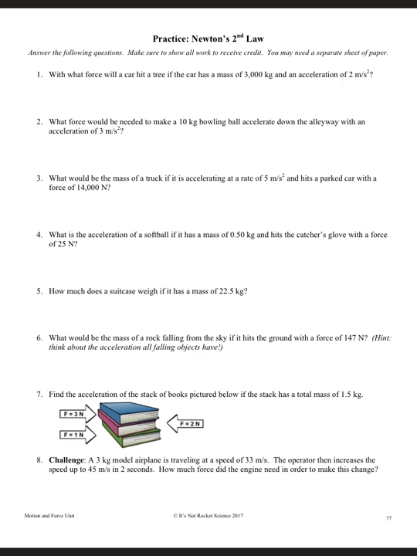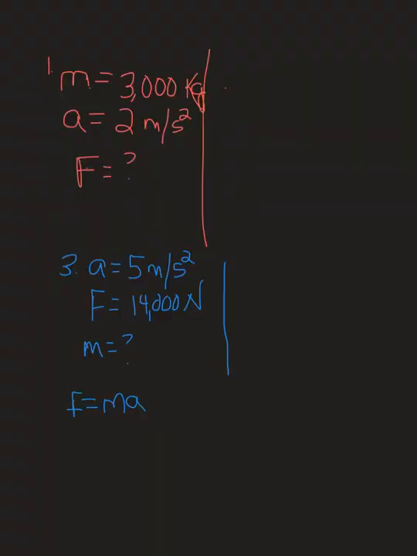All right, let's do number 1. So number 1 says, with what force will a car hit a tree if the car has a mass of 3,000 kilograms and an acceleration of 2 meters per second squared? So what do we know? We know that the mass is 3,000 kilograms. We know that the acceleration is 2 meters per second squared. And we are trying to find the force.